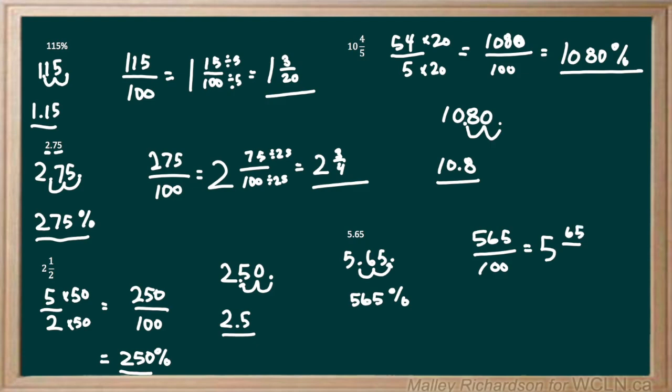So 65 is left over, and that's our numerator, and our denominator stays the same at 100. But we can reduce down 65 over 100 if we divide the top and bottom by 5. So now we're left with 5 and a fraction of 13 over 20. So 5.65 as a percent is 565%, and 5.65 as a fraction is 5 and 13 over 20.